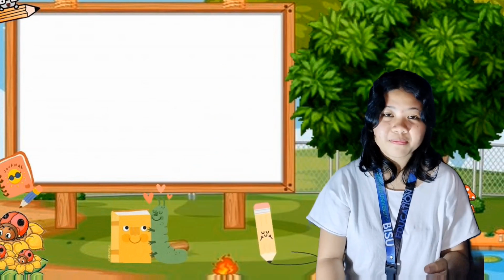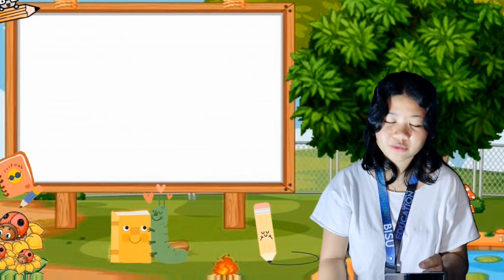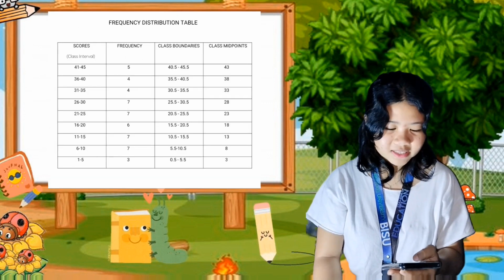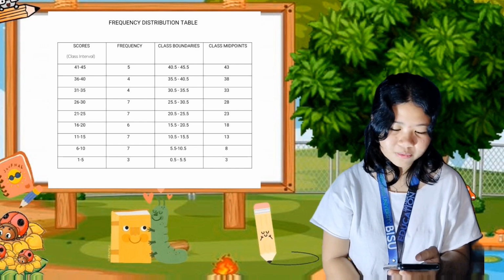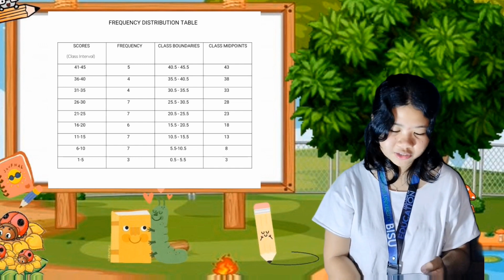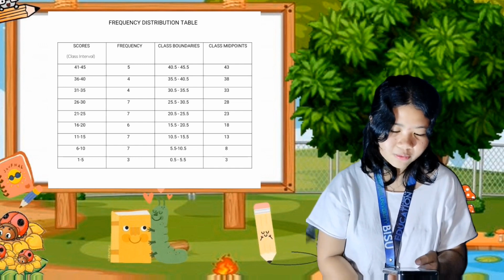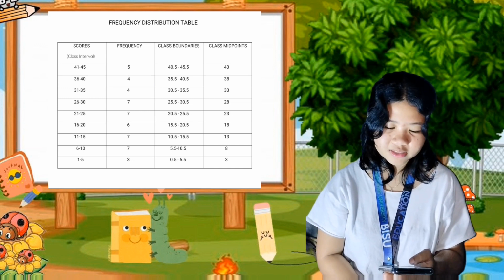And lastly, to get the class midpoints, we must first add the upper class limit and lower class limit and then divide it by 2 in order to get the class midpoints. So, 1 plus 5 equals 6 divided by 2 equals 3. 6 plus 10 equals 16 divided by 2 equals 8. 11 plus 15 equals 26 divided by 2 equals 13. 16 plus 20 equals 36 divided by 2 equals 18.